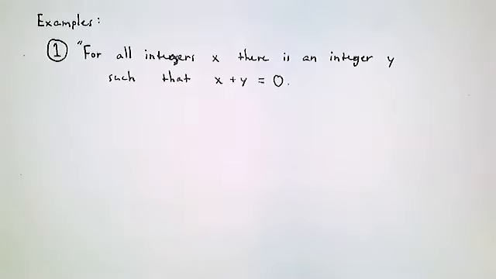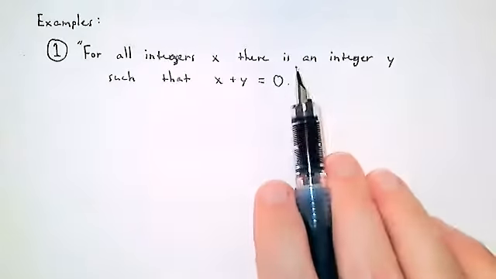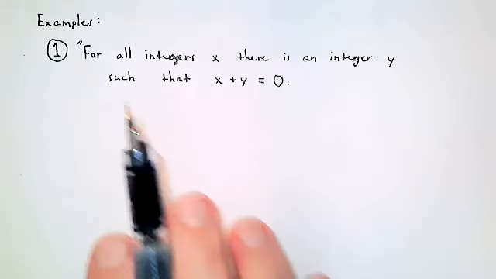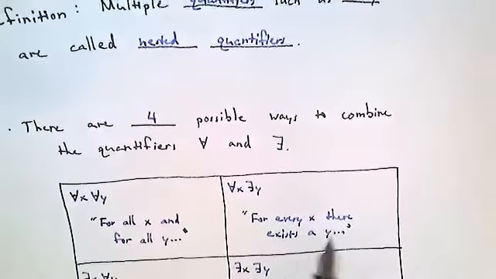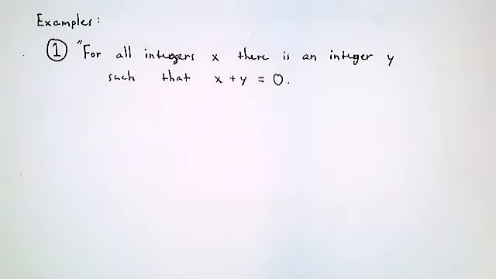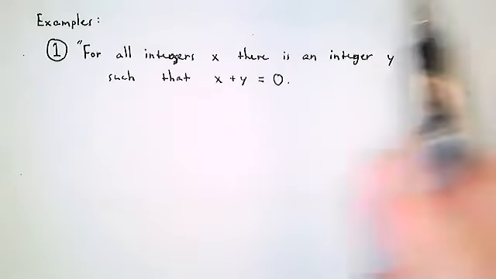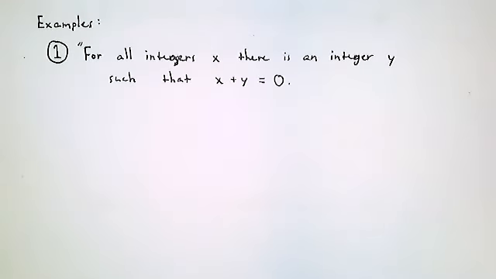So this example says, for all integers x, there exists an integer y such that x plus y is equal to 0. This example is like the upper right box. For every x, there exists a y. So that means we're going to be looking at a nested quantifier with a universal and then an existential. Okay, but we're getting a little bit ahead of ourselves.